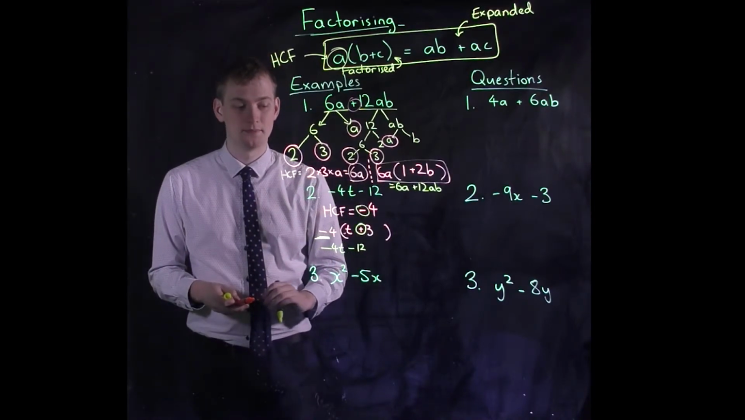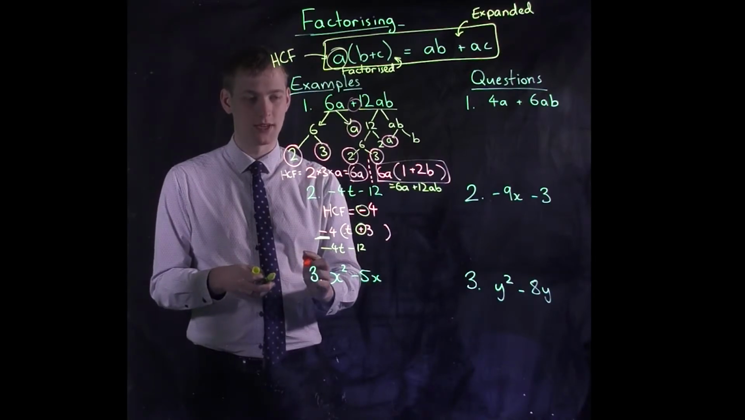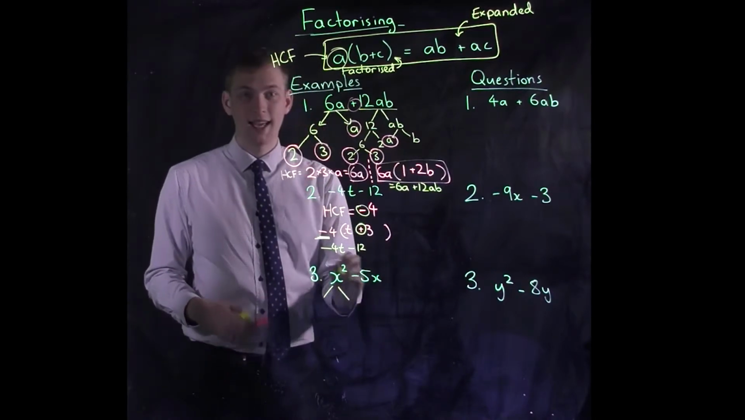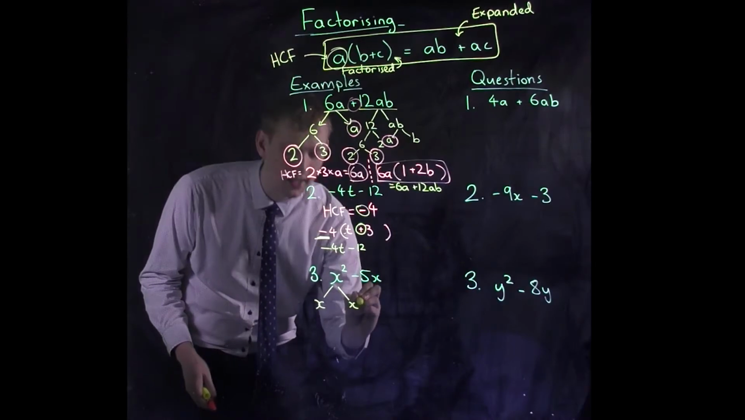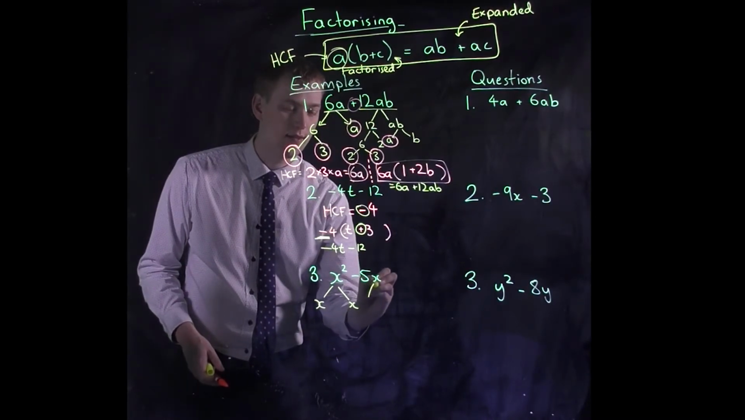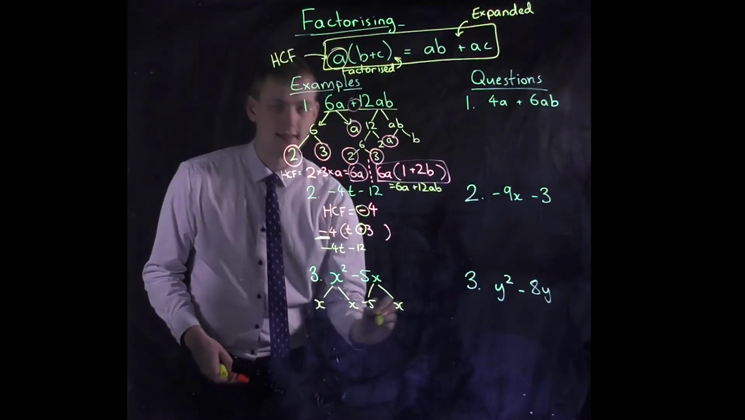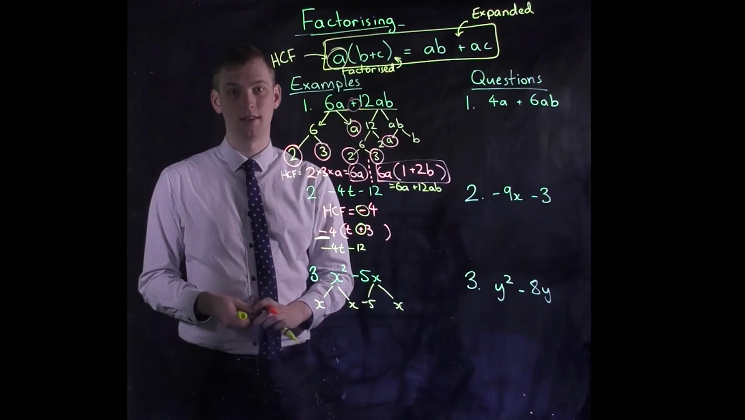Finally, the last question. Now this one is a bit more complicated. I'll draw a quick factor tree. So we're going to first divide our first term. And x squared is the same as x times x. So we can write x, x. Next we have our minus 5 and our x. So I'm going to put our minus 5 there and our x here. And that's as far down as we go because this is prime and these variables are by themselves.